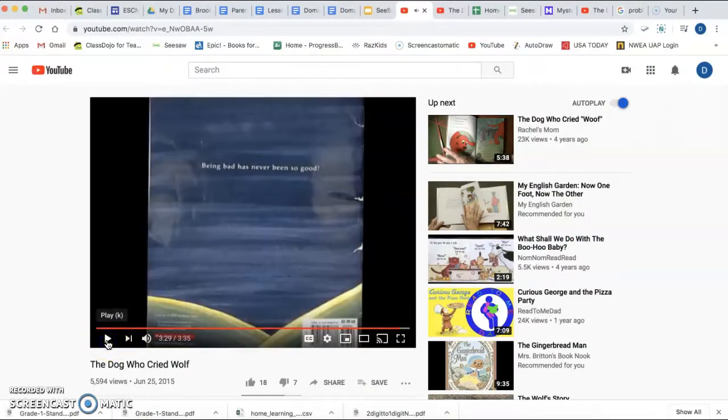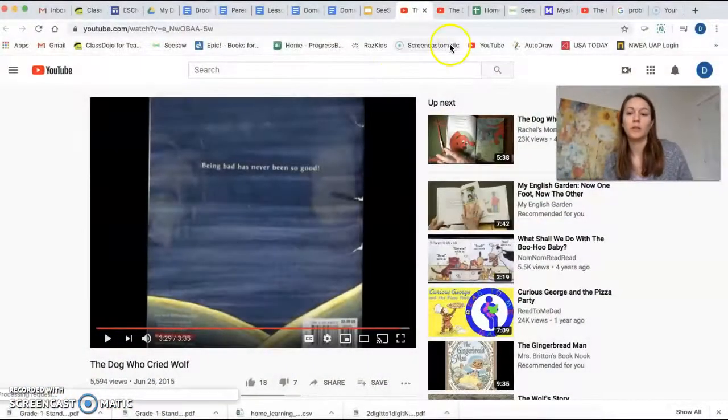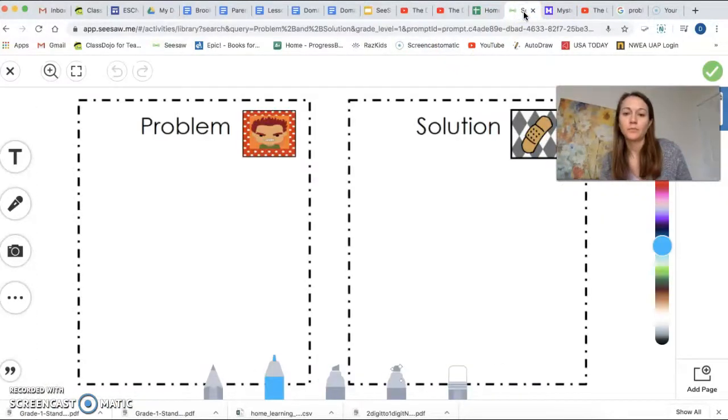All right. Now that we have reread the book, we are going to go to the Seesaw page and complete the problem and solution activity. So I will pull that up for us real quick so we can go over it together. You are going to have a screen that looks like this, and you have the problem with the angry face, because sometimes when you encounter a problem, you get upset. Then you have the solution with a band-aid, so it's how you fix your problem.